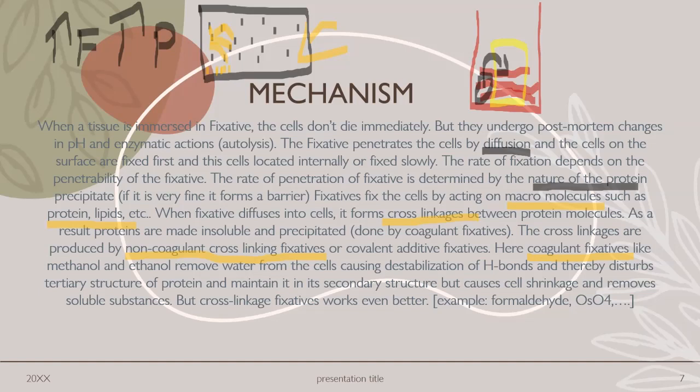When we use a coagulant fixative like methanol or ethanol, they remove water from the cell and cause destabilization of H bonds and thereby disturb the tertiary structure of protein and maintain it in secondary structure. But the thing is, it causes cell shrinkage and removes soluble substances. And so this is not good for fixation. So it is better to use the non-coagulant cross-linking fixatives because they work even better than the coagulant fixatives.